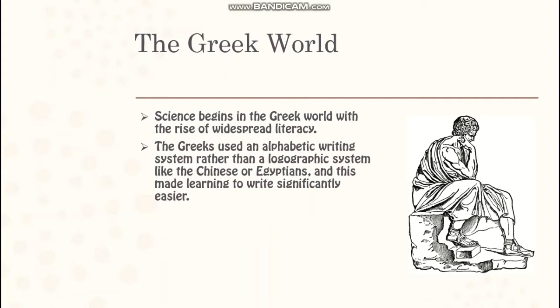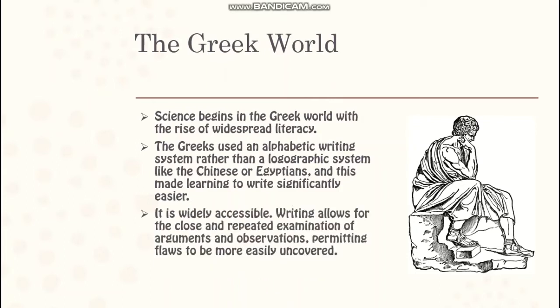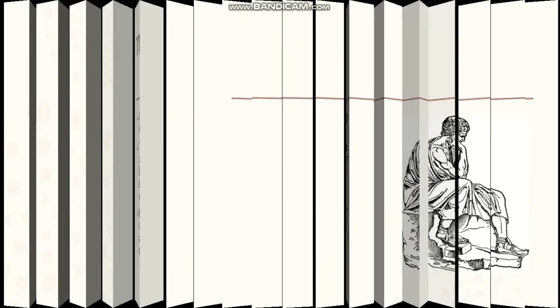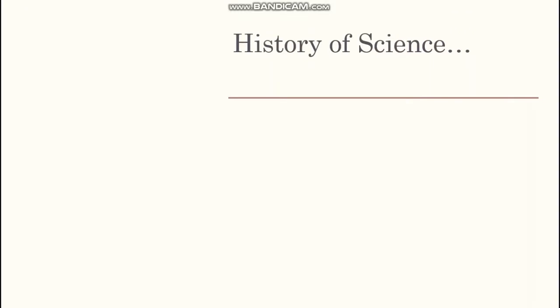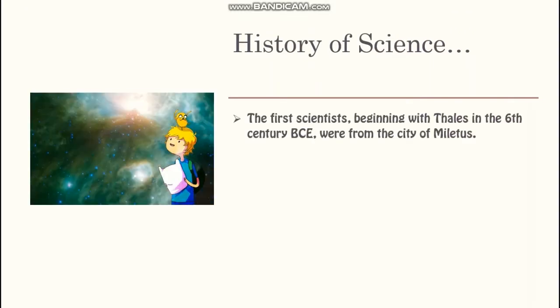The Greek world. Science begins in the Greek world with the rise of widespread literacy. The Greeks used an alphabetic writing system rather than a logographic system, like the Chinese or Egyptians, and this made learning to write significantly easier. It is widely accessible. Writing allows for the close and repeated examination of arguments and observations, permitting sources to be more easily uncovered.